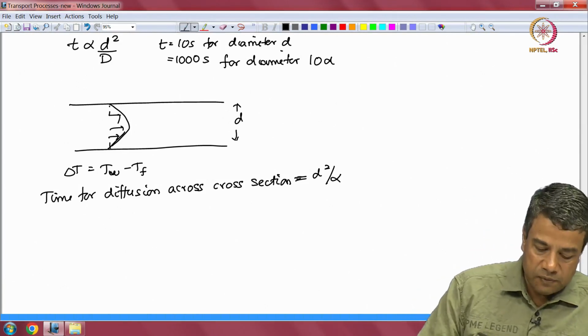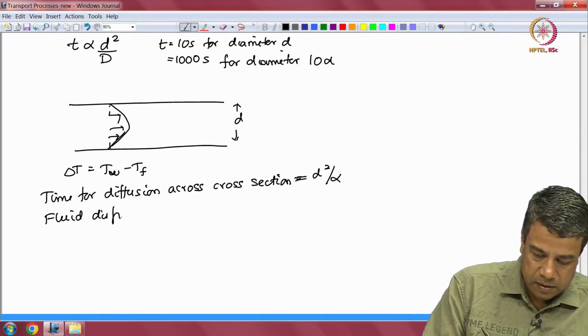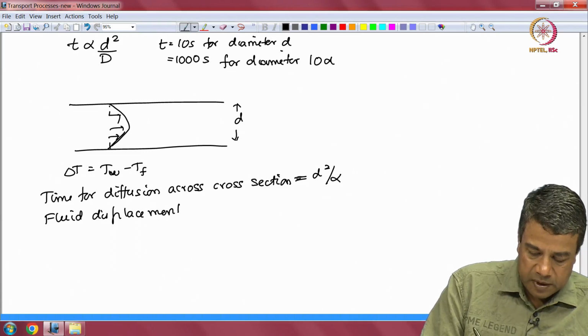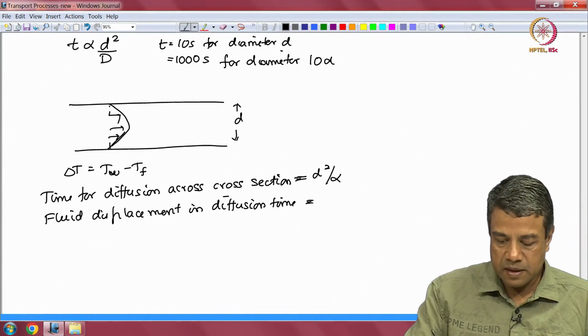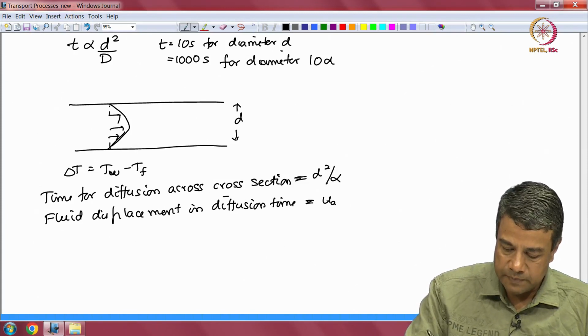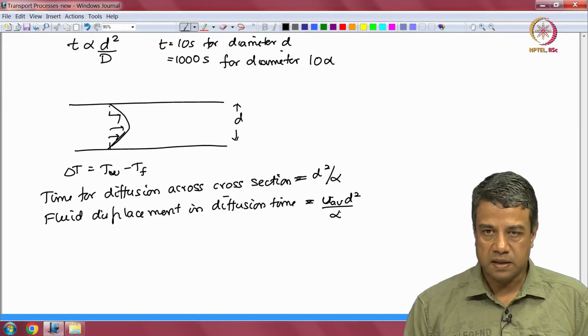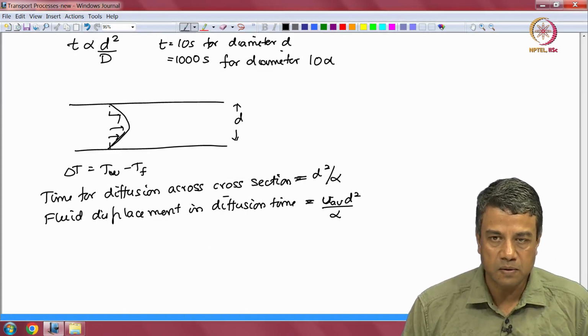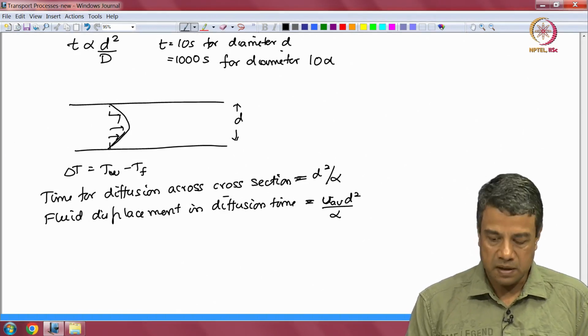How much has the fluid moved? The fluid displacement in the diffusion time is equal to the time times the velocity. In this case, the velocity is the average velocity. Therefore, within the time it takes for the temperature to equalize across the entire cross section, the fluid has moved a distance V average d square by alpha.